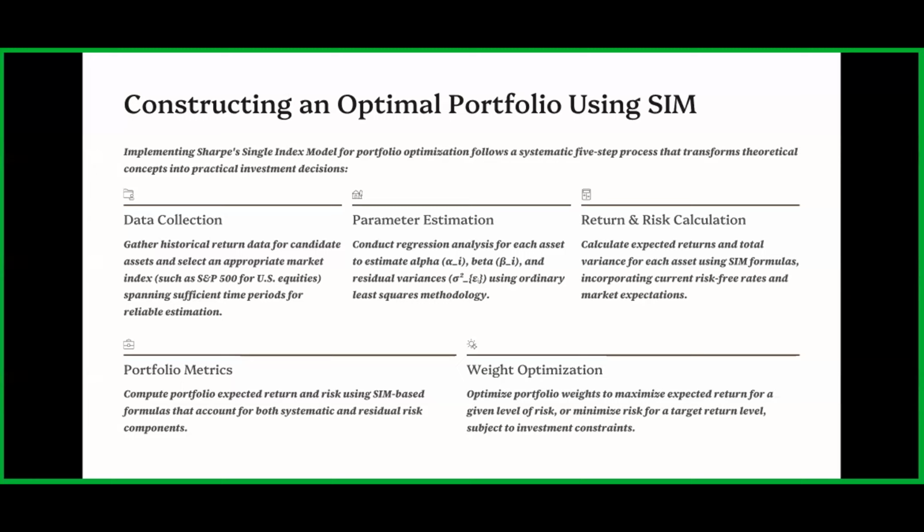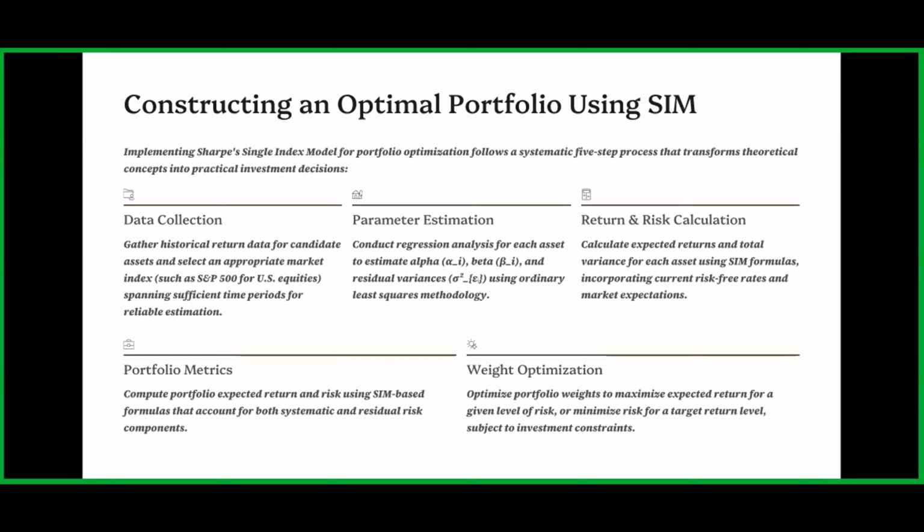Then portfolio metrics. After calculating the expected return, we analyze which company is giving us the maximum return. Then we compute our portfolio metrics, that is, compute the portfolio expected return and risk using the same formulas, accounting for both the systematic and the residual risk components. After calculating the returns for each and every company, we make the portfolio metrics.